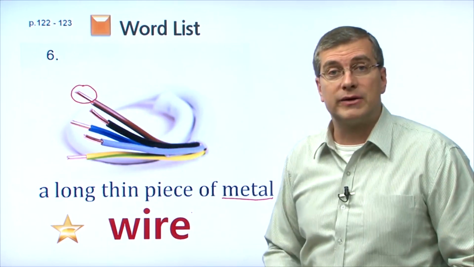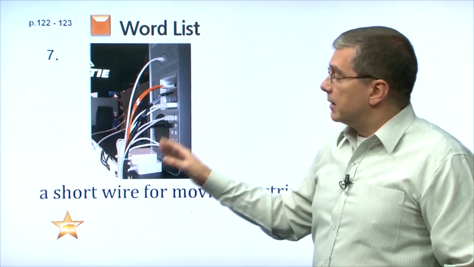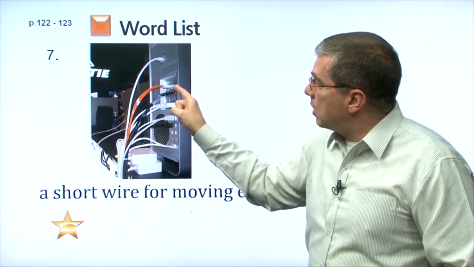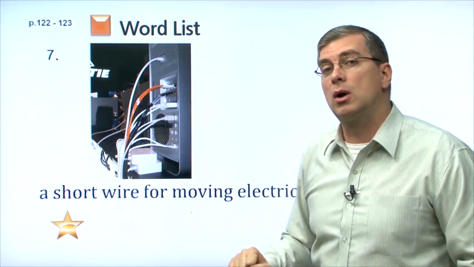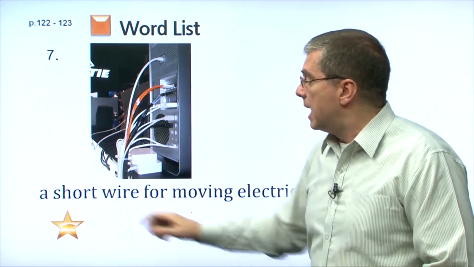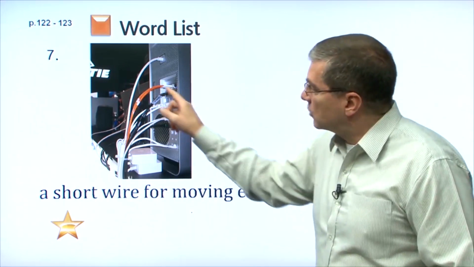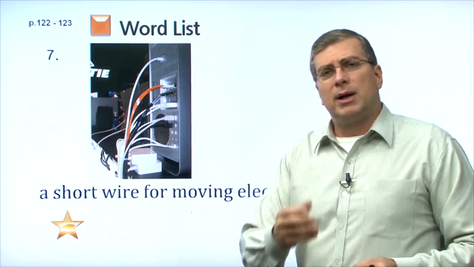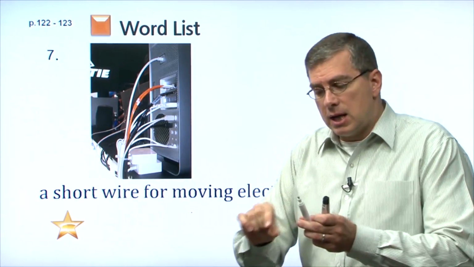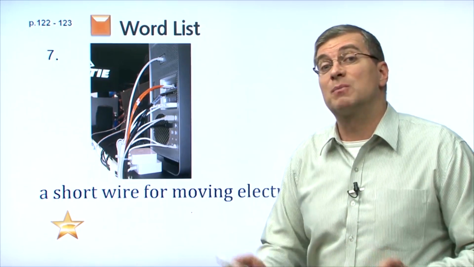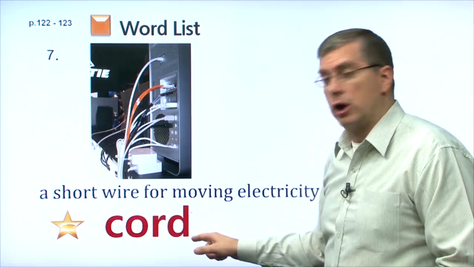So there are wires inside your house. The wires are inside your house, but you also have wires on the outside of your computer. This is a special word for these kinds of wires. This is a short wire for moving electricity. Electricity travels through a wire. But on your computer or on your battery pack for your cell phone, you have small wires. We have a special word for that. What is that word? That word is cord.